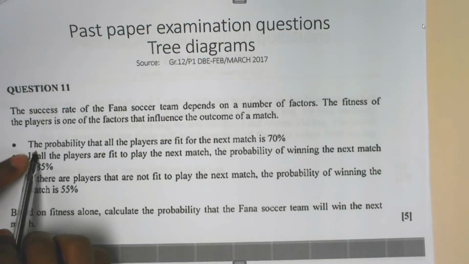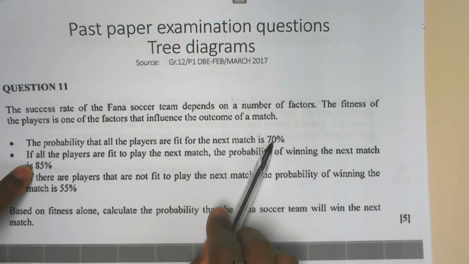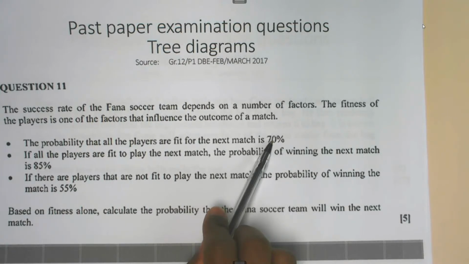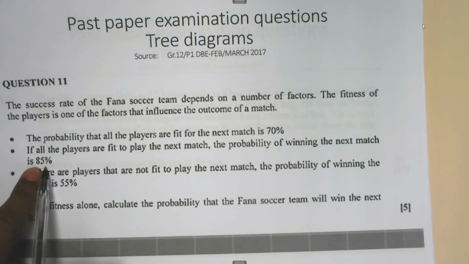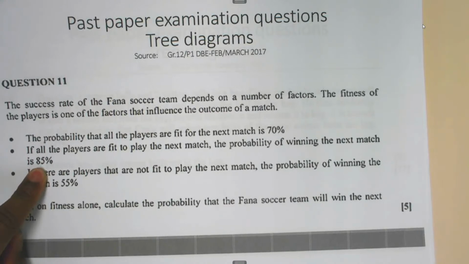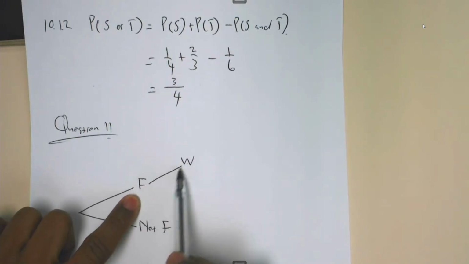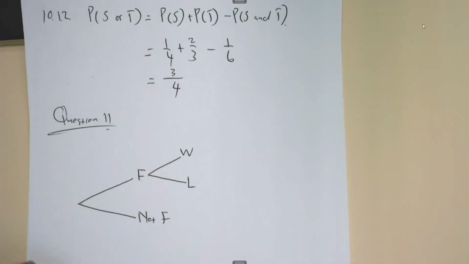Because it says here in the first bullet, the probability that all the players are fit for the next match is 70%. So it means the probability of them being fit is not 100%. That's why you have fit and not fit. And it says if all the players are fit to play the next match, the probability of winning the next match is 85%. What does that mean? It means there's still a chance of them losing that match, even though they're fit. So we'll have the probability of them winning the match when they're fit, but there'll also be the probability of them losing the match when they are fit. So be careful on how this tree diagram plays out.